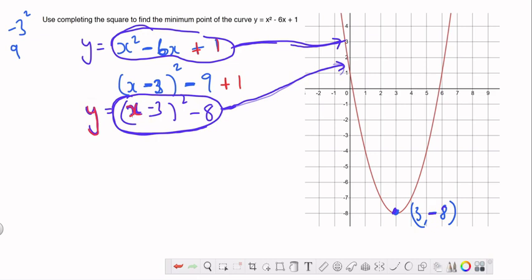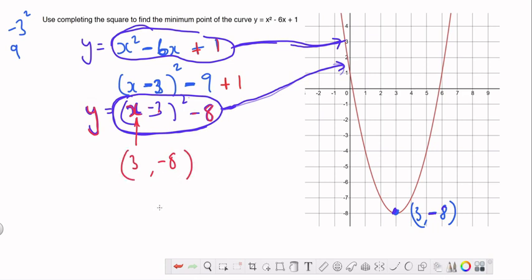Well, if I replace this x with 3, which is exactly the opposite of -3, let's see what happens. 3 take away 3 is 0. 0 squared is obviously 0, so all of that is 0. Then you've got the take away 8. 0 take away 8 gives you -8. So the y value is -8. That is the minimum value.